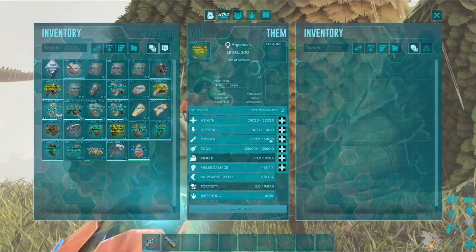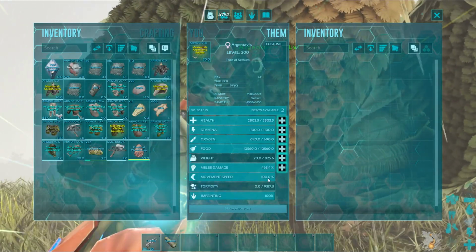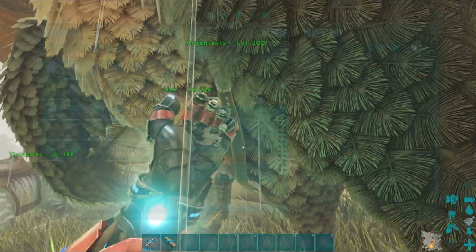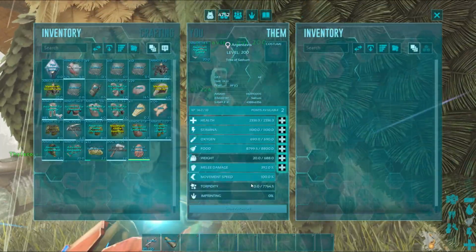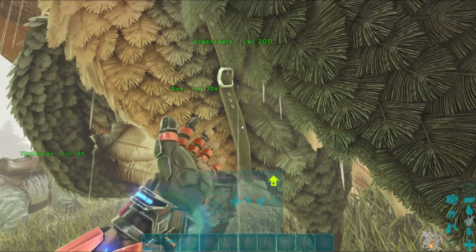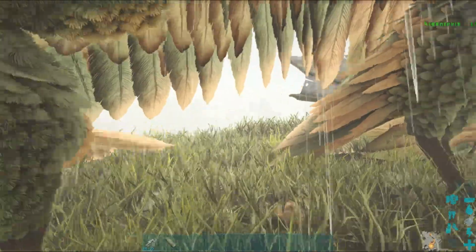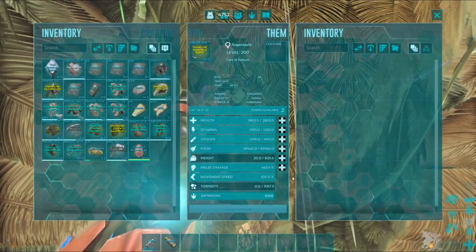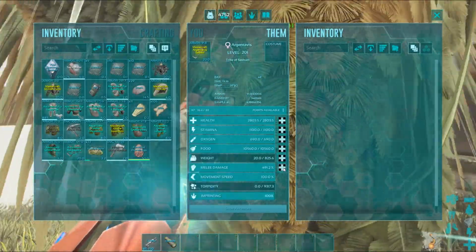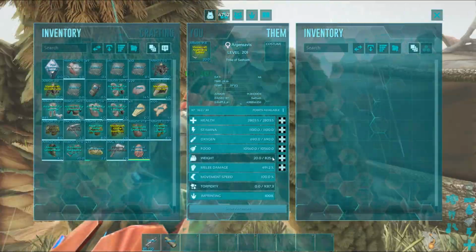So once again, just a quick look at the stats and the differences between these Argents. As you can see, they do get a different bonus per point when you add it into a stat, such as melee damage or health or whatever other stat that has been affected as a result of breeding.